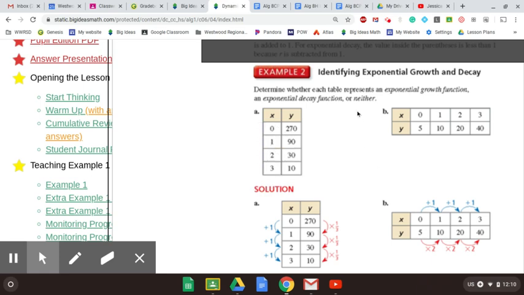6.4 example 2, we're going to identify exponential growth and decay functions by looking at a table. So let's look at this example. Determine whether each table represents an exponential growth function, an exponential decay function, or neither. So let's start with part A.